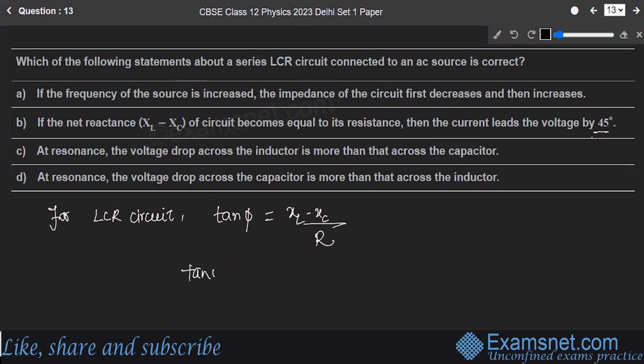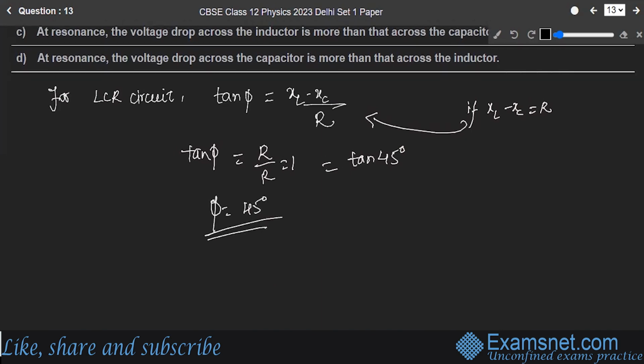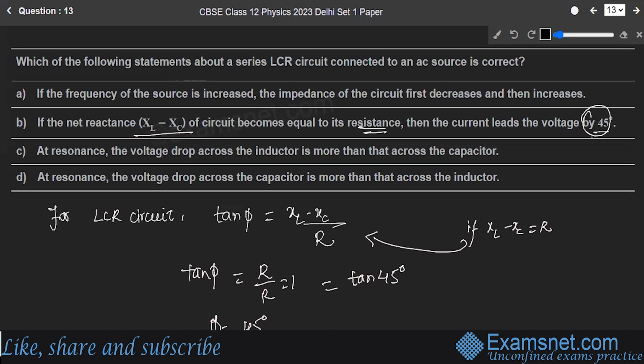If XL minus XC of the circuit becomes equal to the resistance, then this expression will be equal to R upon R, which is 1, or tan 45. So this means phi is equal to 45, which is true in the case of B. If I take the net reactance equal to the resistance, then I get the angle equal to 45. So this clarifies that B is the right option. Hope you understood this. Next, let's write it down.